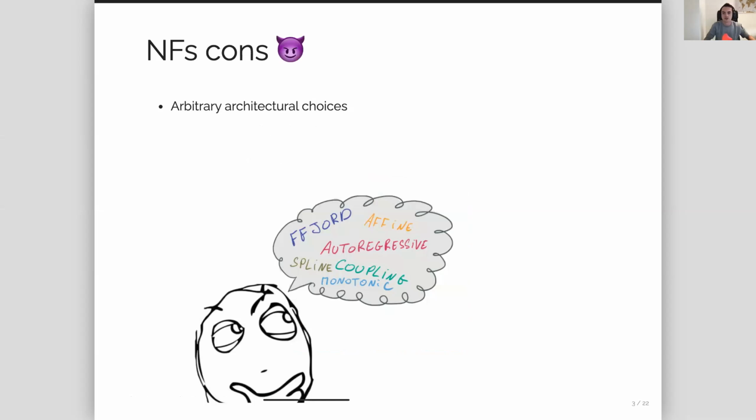Nevertheless, flows are not perfect yet. I think, in my opinion, one big obstacle when using normalizing flows is to decide which architectures to use. So Polina talked about coupling layers, Dimitris about autoregressive, and maybe also manifold flows. There are a lot of different possibilities, and you can even combine them. But in general, it's not easy to know which one to select.